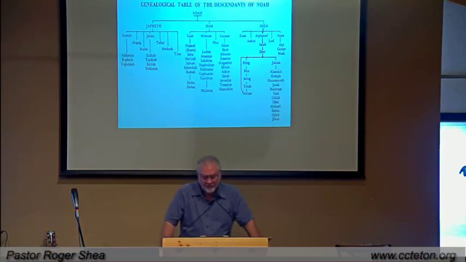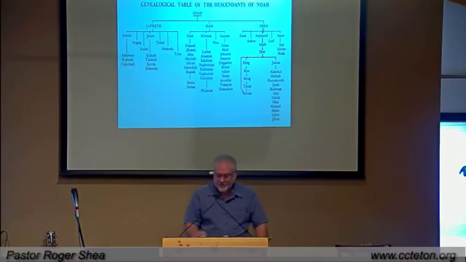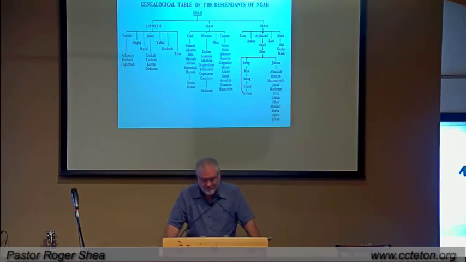Joktan begot Almodad, Sheleph, I'll let you read those names, whole bunch of them, Ophir, Havilah, and Jobab. Oh, Jobab, we think, was Job of the Bible. So Job lived in Ur, and we have his name here listed. Job is the oldest book, we believe, in the Bible.